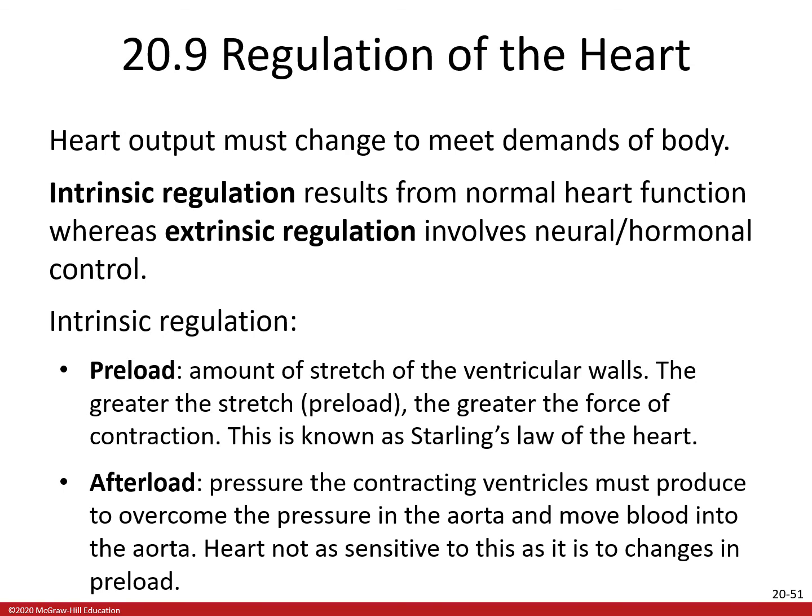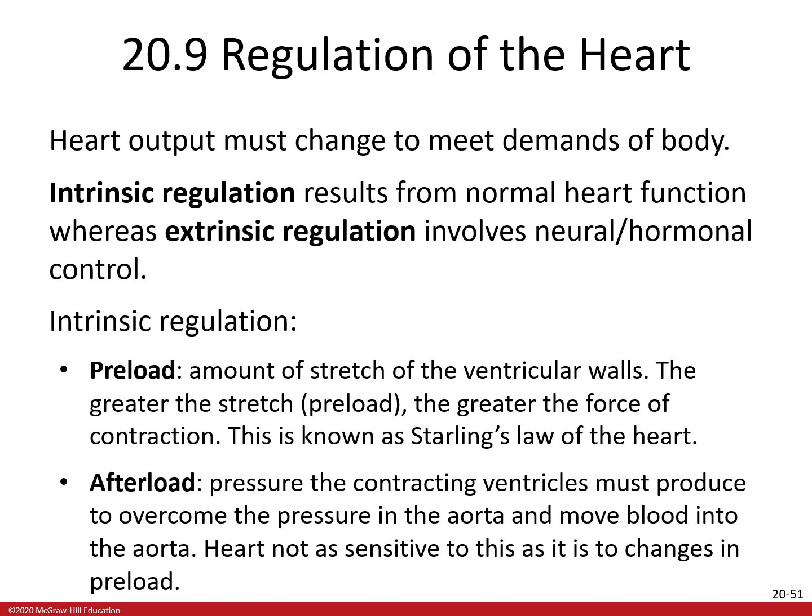And this, you can write down, is known as Starling's law of the heart. So it's just going to be what describes the relationship between the changes in the pumping effectiveness of the heart and changes in preload. Another intrinsic regulation is going to be the afterload.